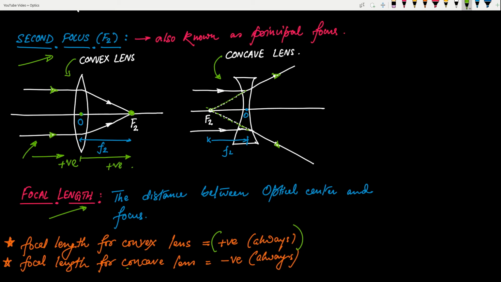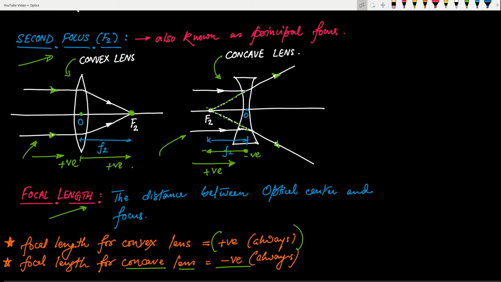Okay, now the focal length for concave lens is always negative. Now again, the concept is similar. The direction of the incident ray is this one for this diagram. So this direction will be taken as positive, but for the focal length, we know the measurement is always done from the optical center. Therefore, the distance that we will measure is from the optical center towards the focus, which is in the opposite direction to the direction of incident ray. Therefore, this will be taken as negative. Simple as that. Using this concept of second focus, we basically say that the focal length of convex lens is always positive and the focal length of concave lens is always negative.